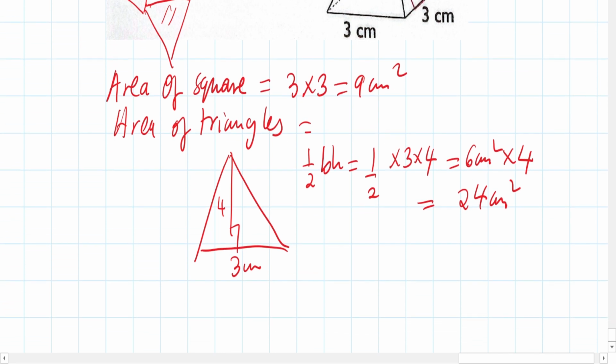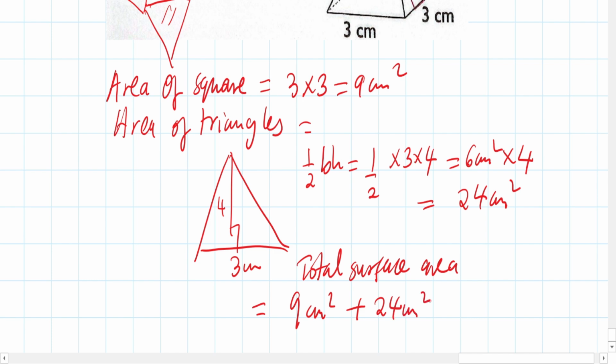Now add up the total surface area, which is equal to the area of the square plus the area of the 4 triangles, which is 24 centimeters square, and it's going to give you a direct answer, which is 33 centimeters square. That is your answer.